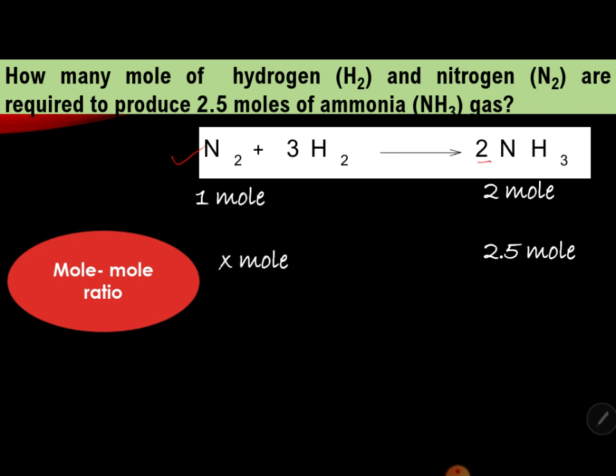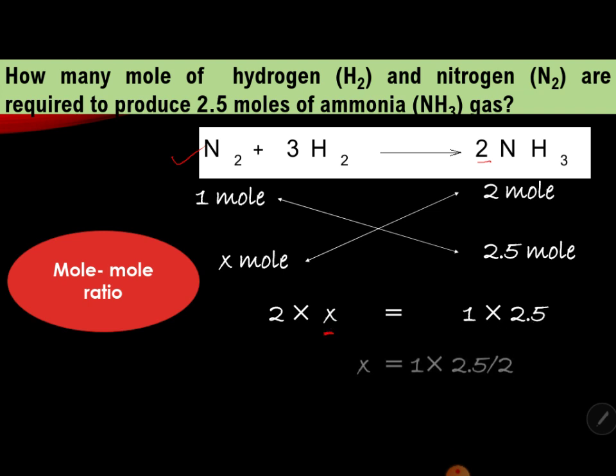So, write X below the formula of nitrogen. Now, your data is complete. Cross multiply 1 with 2.5 and X with 2. Write the sign of is equal to in between. This is the simple mathematical equation. You can find the value of X by dividing this factor by 2.